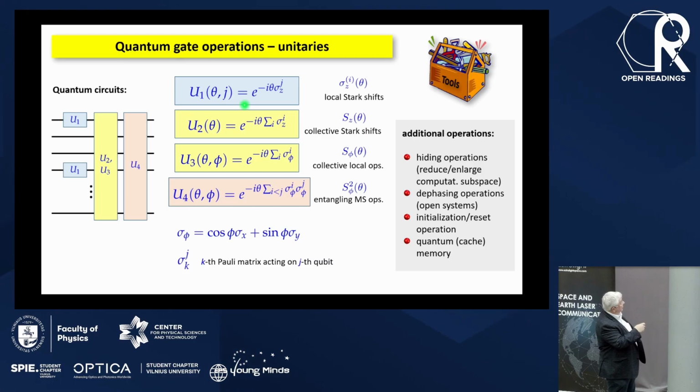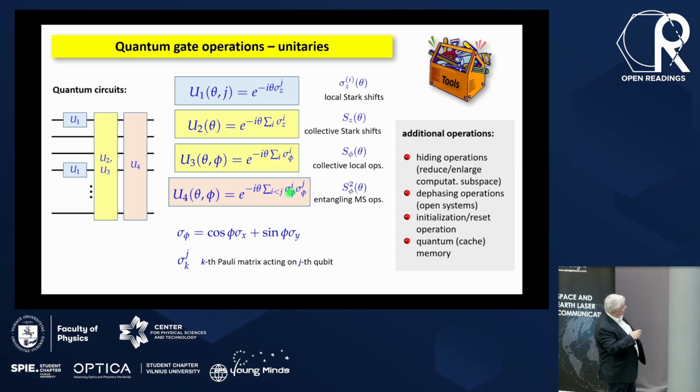So you just have the single qubit operations of the Stark shifts. You have collective Stark shifts, where you apply the beam collectively in a detuned way, or you have the collective local operations, so you just make rotations about the x or y axis or any combination thereof. And finally, you have the collective operations with the 2 beams applied simultaneously. That's a sigma phi operation.